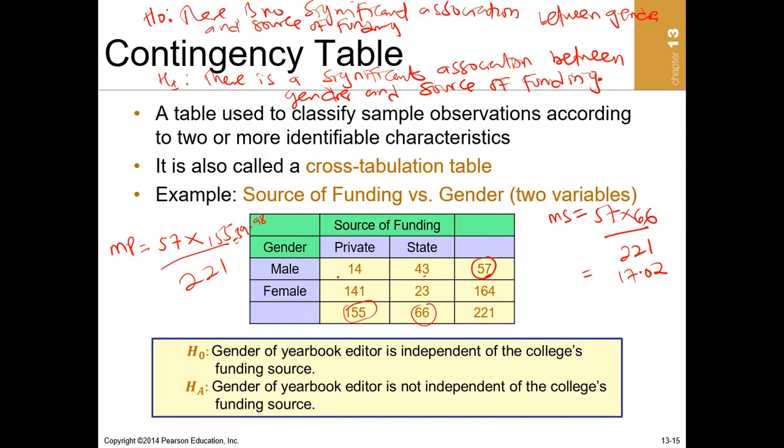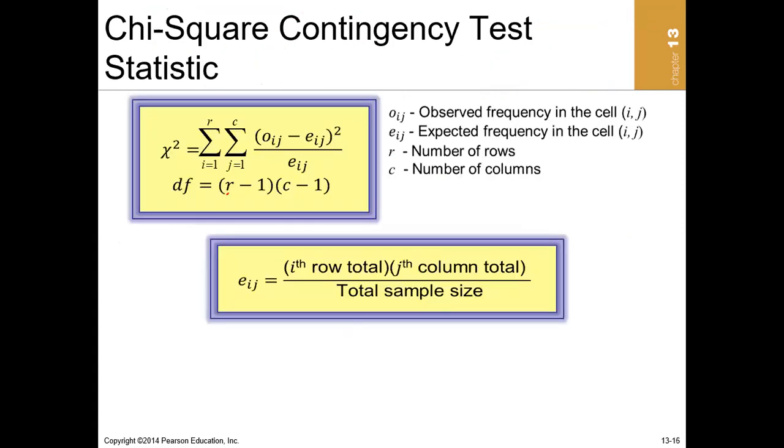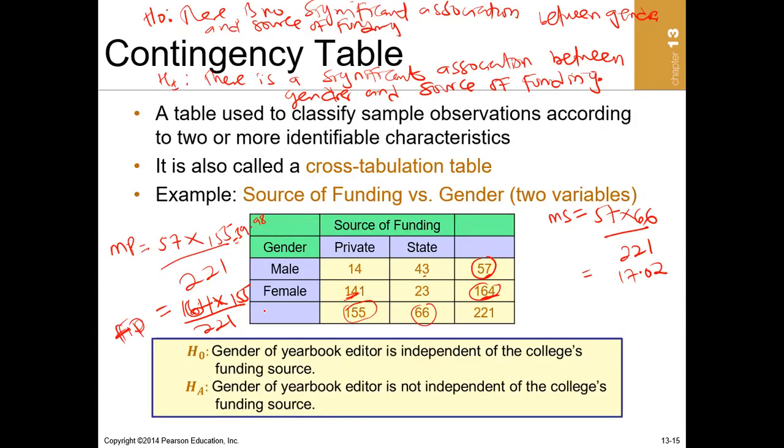Now let's do female private. The total of its row is 164, times the total of its column, which is 155, divided by the total sample size, 221. So we have 164 times 155 divided by 221, and that is 155.02.